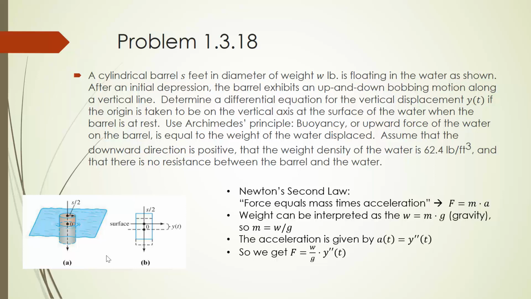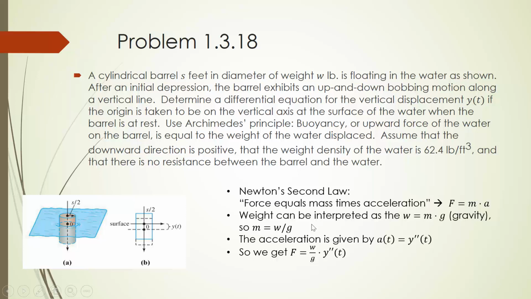We're going to look at the weight of the cylindrical barrel as w, and we're going to try to find the mass out of that. So the weight is equal to mass times gravity, and the gravity, we'll just call it g, is going to be incorporated into the mass. So the mass is equal to weight divided by the gravity.